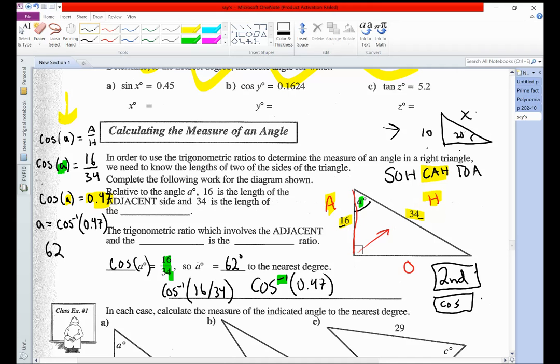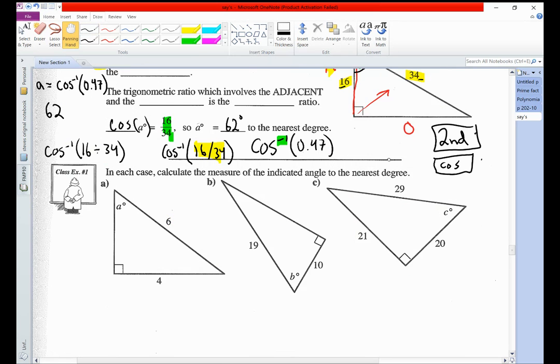But you want to do cos to the -1 of that entire expression. So you want those brackets to wrap around that whole fraction. But if you do that, then it should be good. And it might not look like 16/34. It could even look like cos to the -1, 16 divide by 34. And that should give you the same answer. Let's try a couple of practice problems.